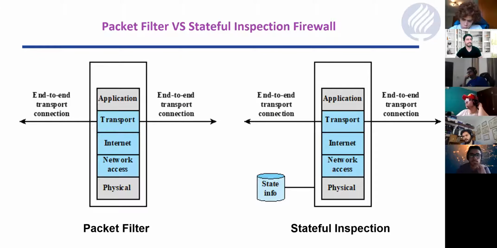Another one is stateful inspection firewalls, which consider not just each packet, but also the state of the connections already established in your system. The packet filter was like this: you're just looking at the transport layer information in your TCP header and deciding based on that. But the stateful inspection has the state information of the specific connections that are already established.